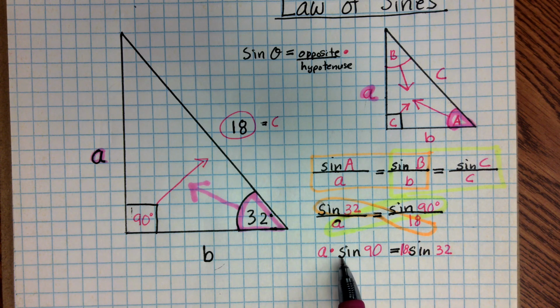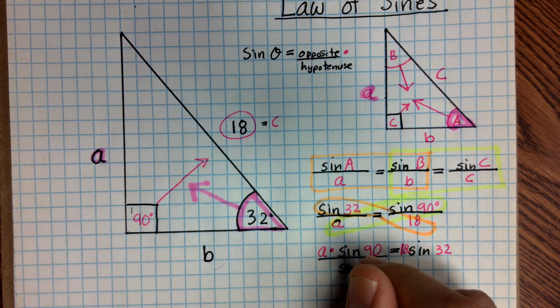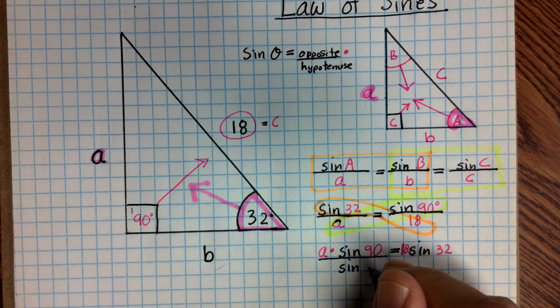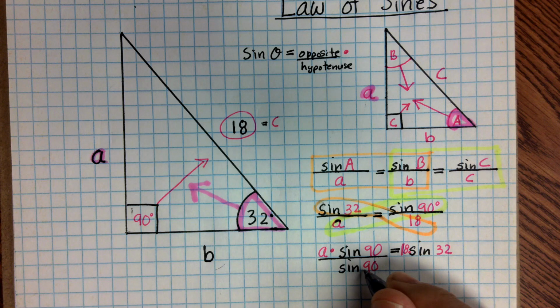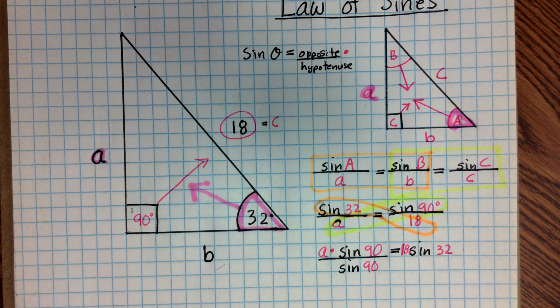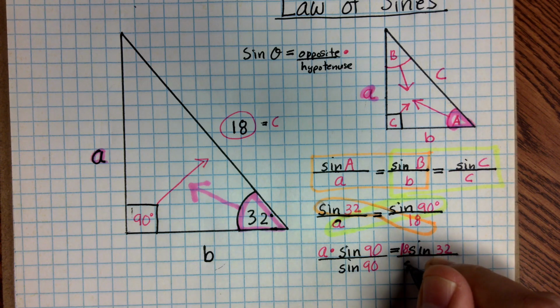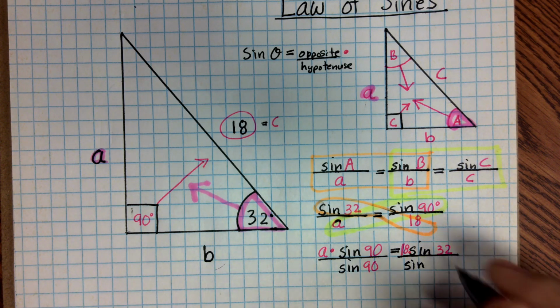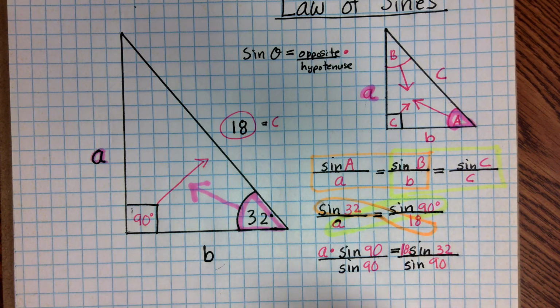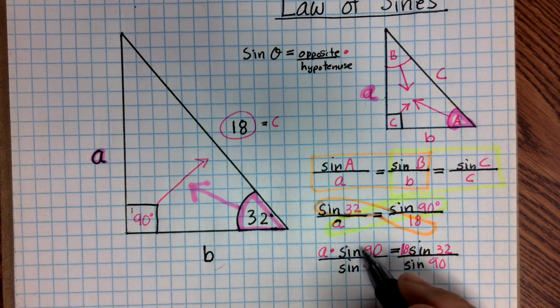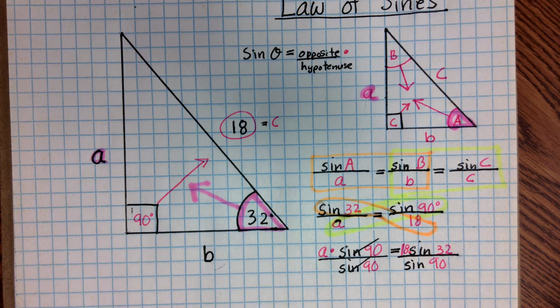To isolate it, I got to get rid of this sine 90 that's being multiplied to it. And remember that the opposite of multiplying is dividing. So I'm actually going to divide by sine 90 on the left side to get it away from my variable and isolate it. Now remember, if we divide on one side of the equation, we got to divide on the other side. So I'm also going to do sine 90 over here. Now anything can divide into itself one time, so sine 90 cancels. And all we're left with on the left side is simply A equals.